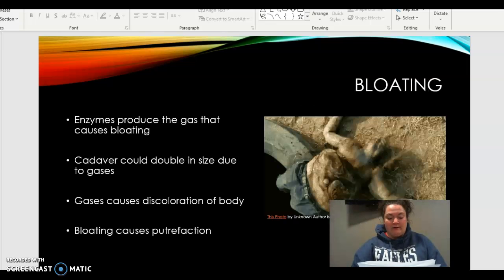Once the cadaver has reached the second stage of decomposition, enzymes from the autolysis process start to produce a large amount of gas and the body will bloat. During this stage, microbes let off sulfur gases that cause the skin to turn different colors. The deceased corpse could possibly double in size due to these gases, as well as create a terrible smell known as putrefaction.